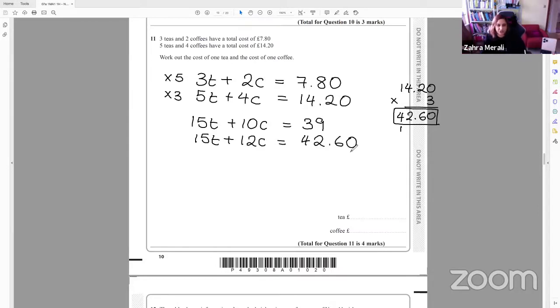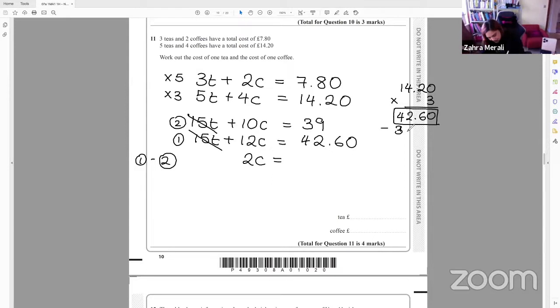And what we're now going to do is take one away from the other. If I call this 1 and 2, I'm going to do 1 take away 2. So I'm doing the second one as I've written it, take away the first one, so I end up with a positive, a whole number, a nice number for C. So these cancel, these will disappear. 12C minus 10C gives me 2C.